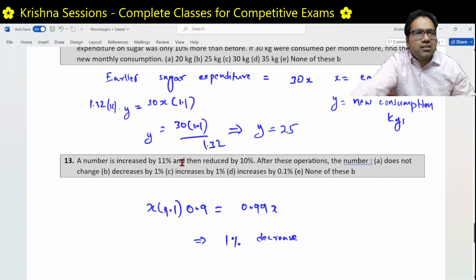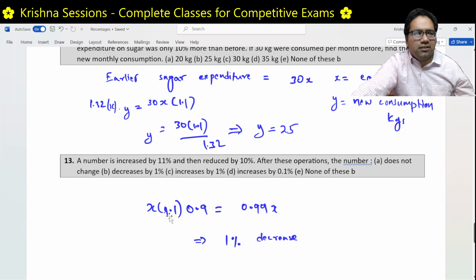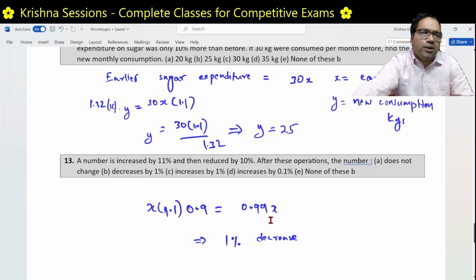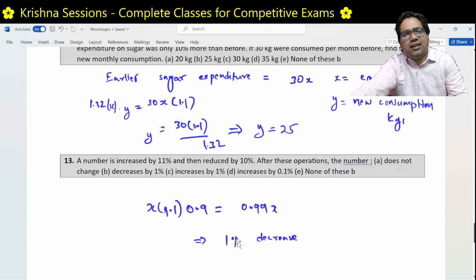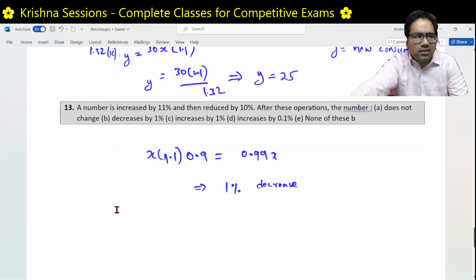Next. A number is increased by 10% and then reduced by 10%. After these operations, the number is what? Let's assume the earlier number was x, then x into 1.1 as it has increased, and then reduced, into 0.9. So 1.1 into 0.9, which is 11 into 9, which is 99, so 0.99x, right? Then what does that mean? 0.99x is 0.01 lesser than x, right? That means 1% lesser than x. So the number has actually decreased by 1% from the original number. The answer is B.